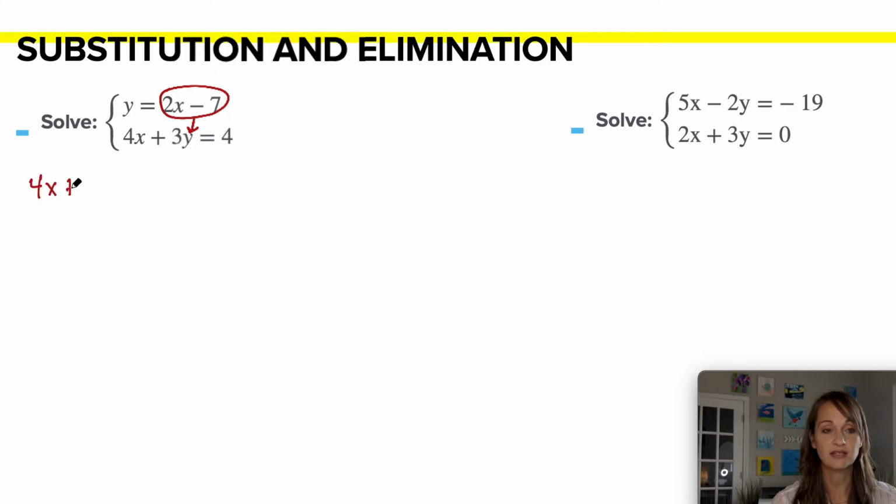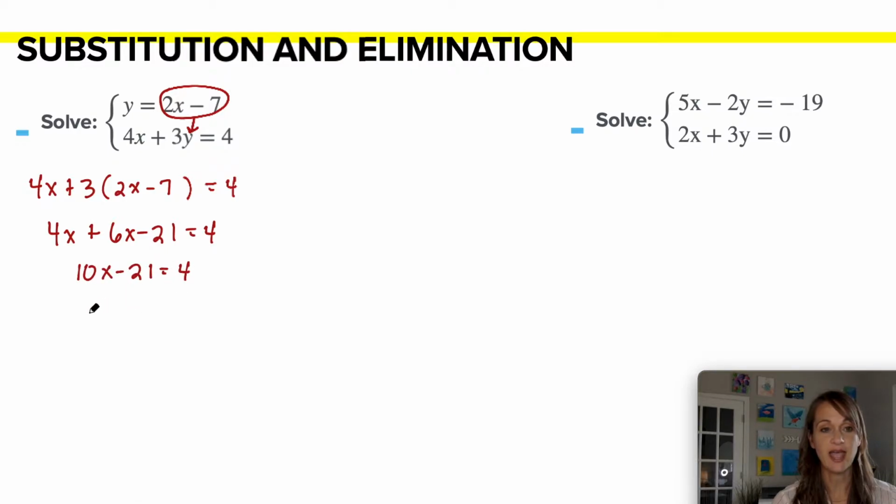So 4x plus 3y equals 4. And y actually represents 2x minus 7. And therefore, to solve, I would distribute the 3 and get 6x minus 21 equals 4. 4x and 6x give you 10x. I would add 21 to both sides and get 25. So x represents 2.5.